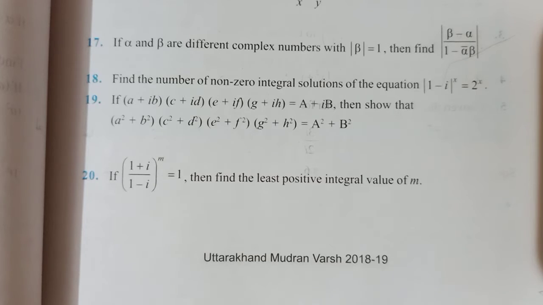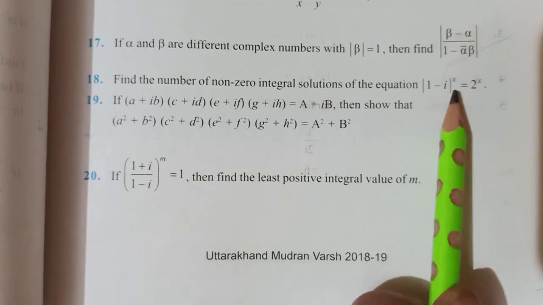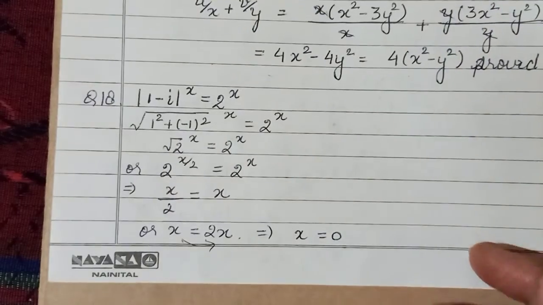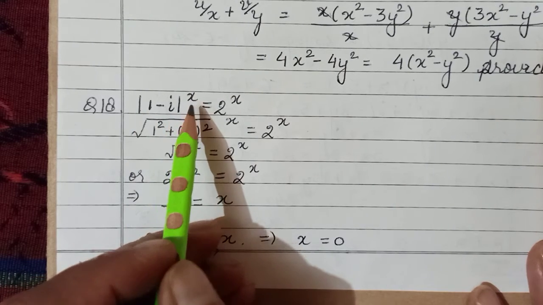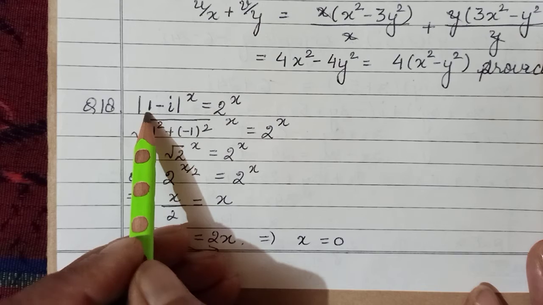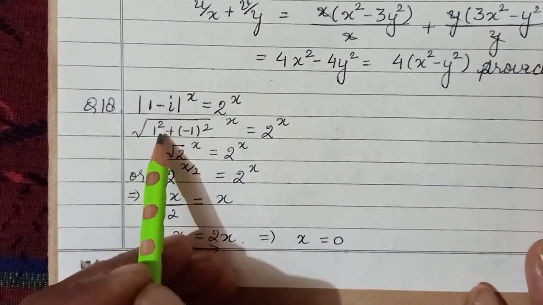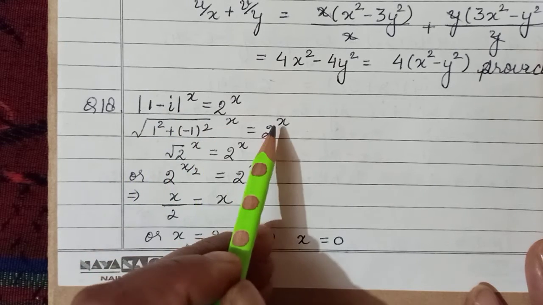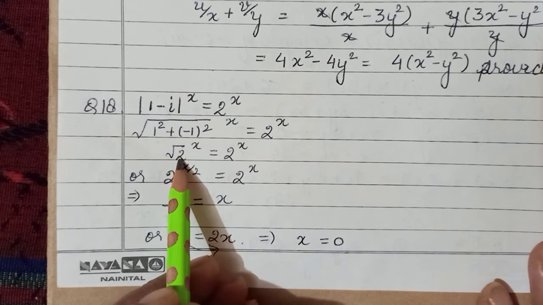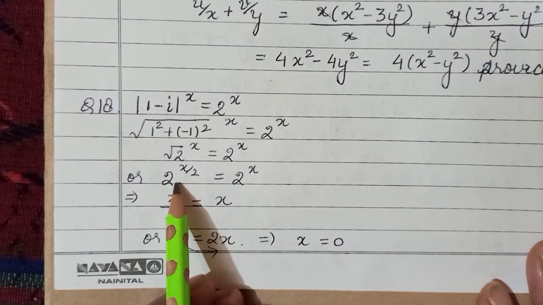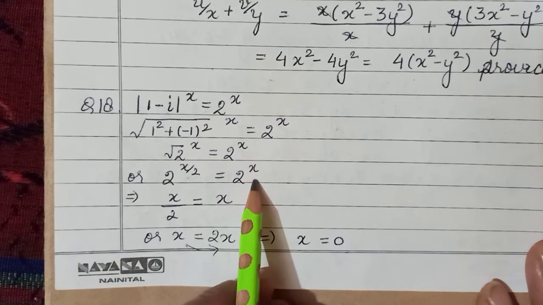Now in the 18th one, it's saying find the number of non-zero integral solutions of this equation. So we'll simplify that. It was modulus of this complex number to the power of x. Modulus of any complex number is under root of its real part square plus imaginary part square. So its modulus gives this expression, to the power of x, is equal to 2 to the power of x. Now this simplifies to root 2, and root 2 means 2 to the power of half. So the total power is actually becoming 2 to the power of x by 2, and we had 2 to the power of x here.